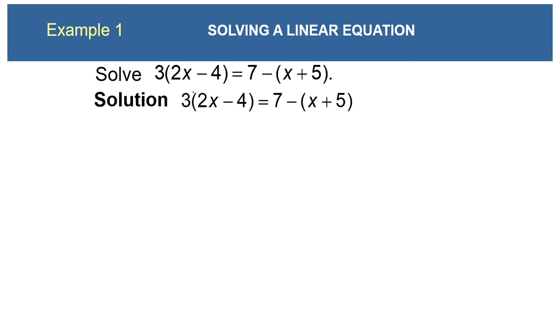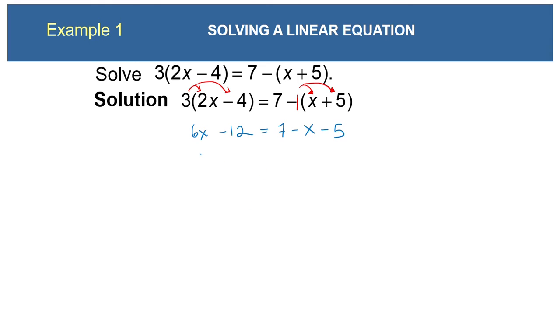I'm going to start by distributing the 3 through the parentheses, and we'll distribute this negative here in front of the parentheses. We'll pretend there's an invisible negative 1. So we'll distribute that through the right side of the parentheses. This gives us 3 times 2x, which is just 6x. 3 times negative 4 is negative 12, and this is equal to 7. We'll distribute the negative throughout. That gives us negative x and negative 5.